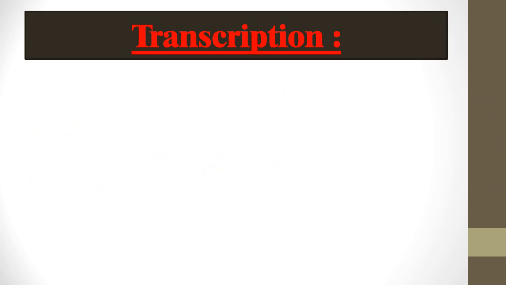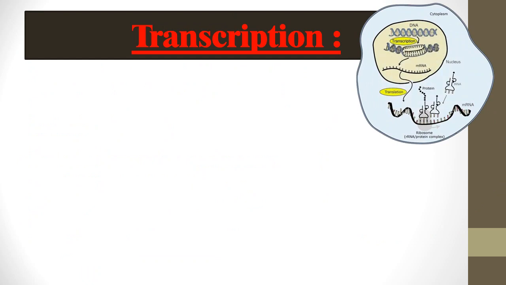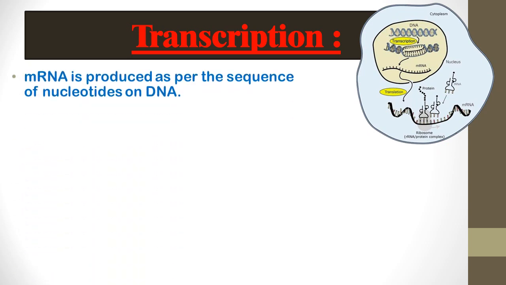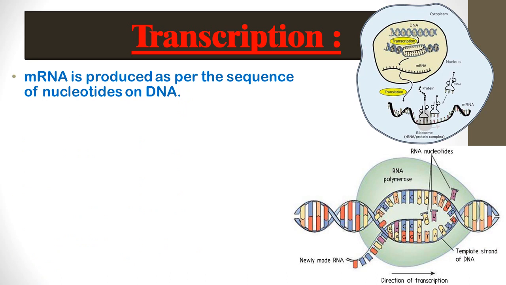Now let's understand the first process, transcription. Transcription is the process of formation of messenger RNA from DNA. The messenger RNA is produced as per the sequence of nucleotides on DNA. Here you can observe inside the nucleus we have the genetic material, that is DNA. For the production of messenger RNA, the enzyme RNA polymerase will first unwind the helical structure of the DNA. You can observe here it will unwind the double-stranded DNA with the help of RNA polymerase.